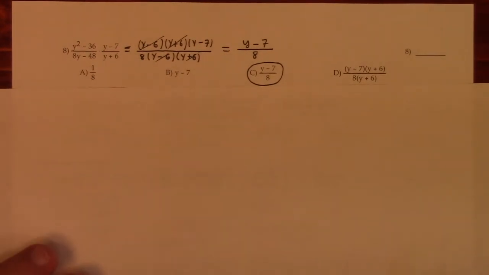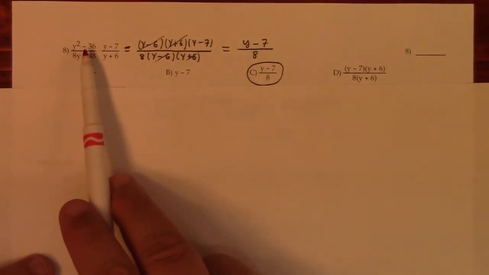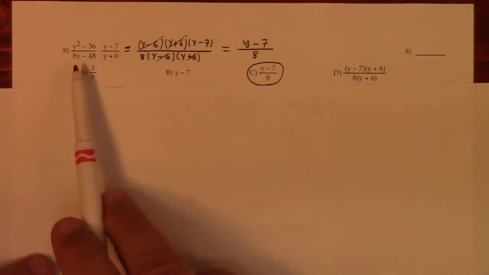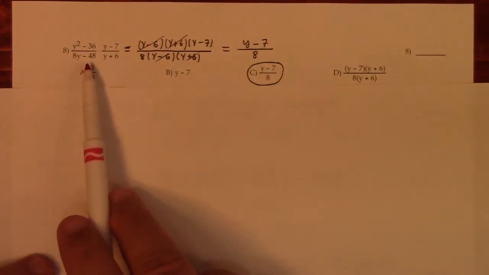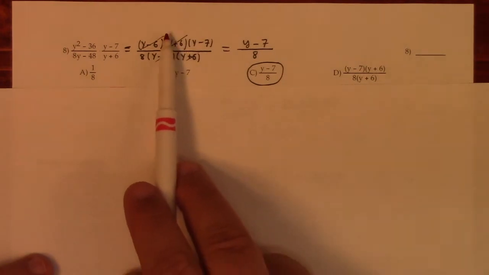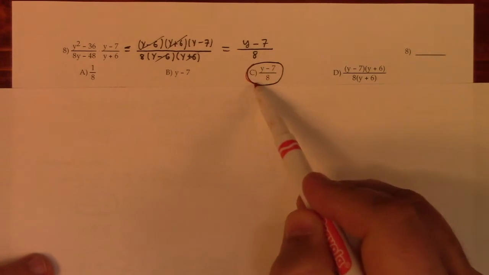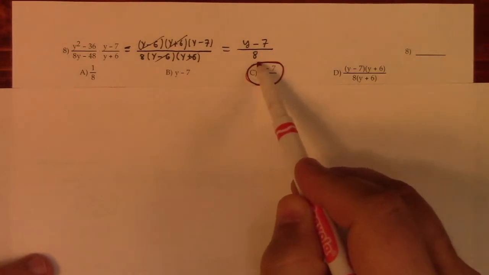Number 8. So again, multiply these two fractions. So I factor the y squared minus 36. I factor out an 8 downstairs. So you notice you got this y minus 6 canceling and y plus 6 canceling. You're just left with y minus 7 over 8. There's your answer, part C.